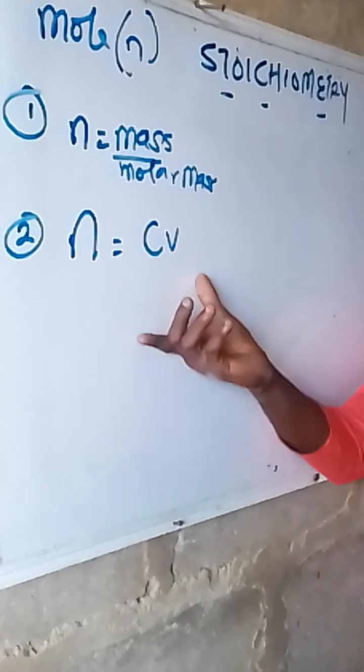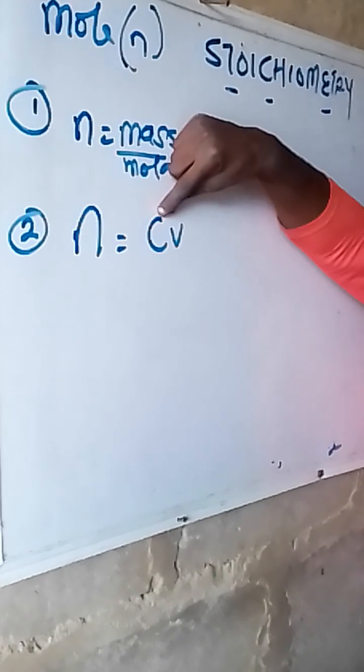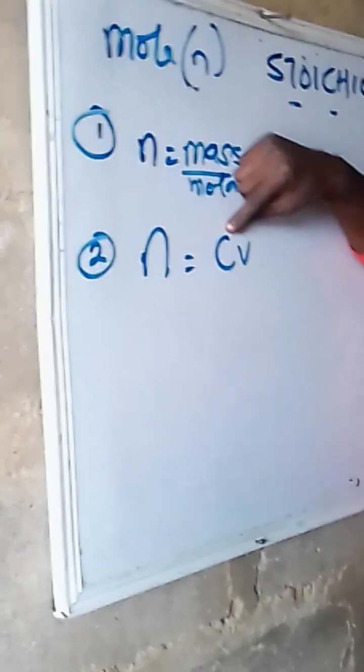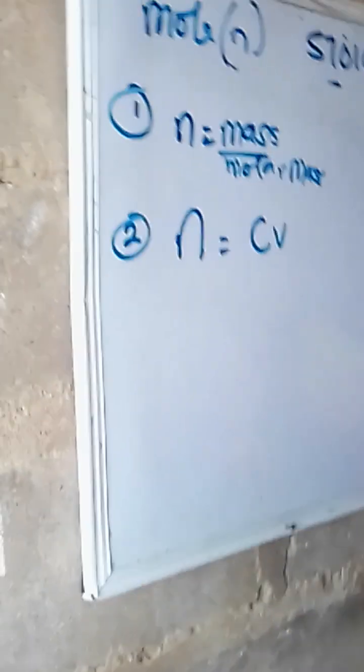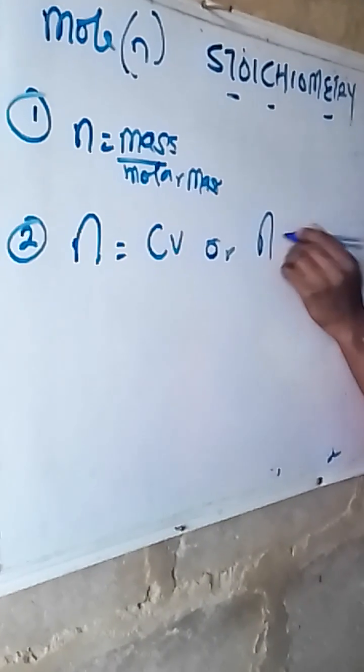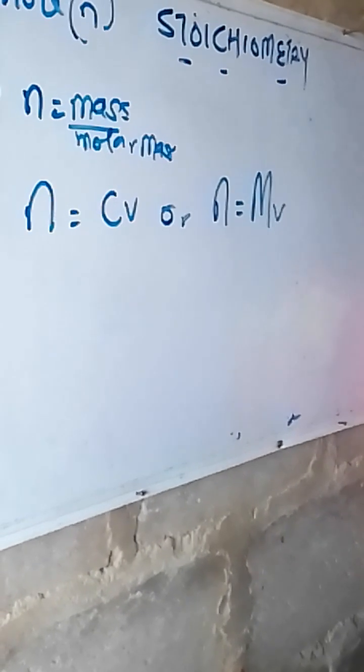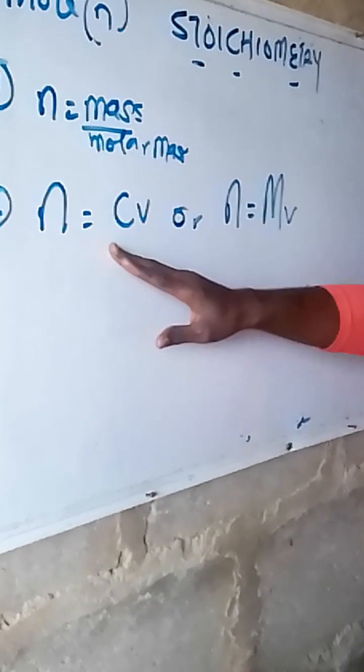What if you are given a quantity that has to do with what we called in our previous lesson concentration, or molarity? So this can also be n equals MV. You see the same thing. Are we together? This is another formula for calculating mole.